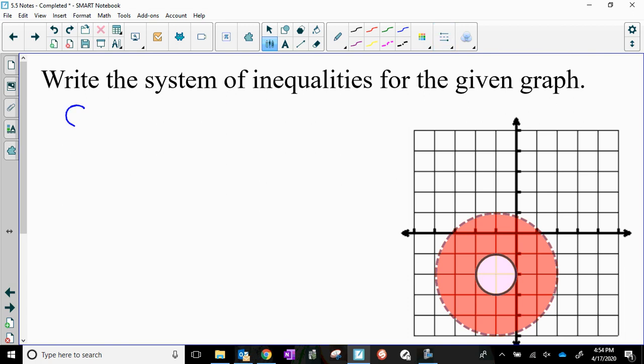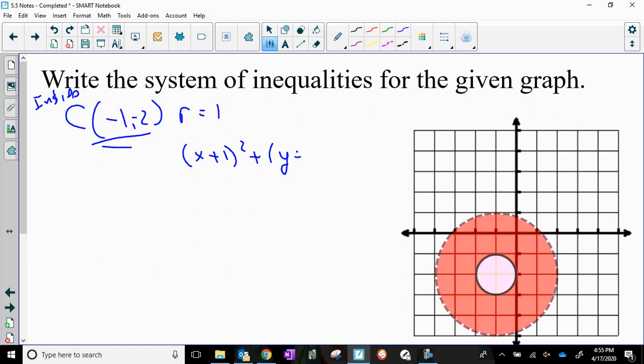So for the circle, we need to know the center. For the inside circle, our center is (-1, -2), and our radius is 1. And it's shading when something's bigger than that radius. We'll use the center in the inequality. So we have (x minus the x) squared plus (y minus the y) squared equals our radius squared. We know there's going to be an equal to. We just need to figure out the inequality we need.